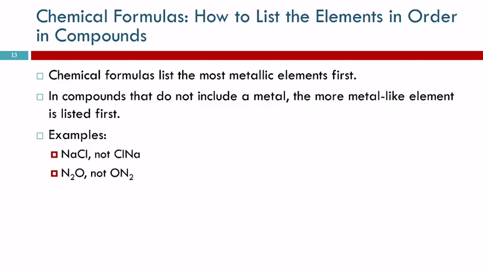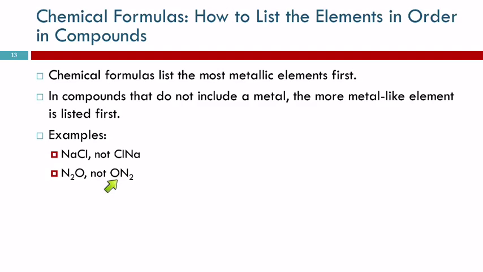But what if you don't have a metal and nonmetal? You put the nonmetal that's closer to the metals first. So here we have a metal and a nonmetal. It's always going to be NaCl, not ClNa. That looks silly to a chemist. We would write N2O instead of ON2.